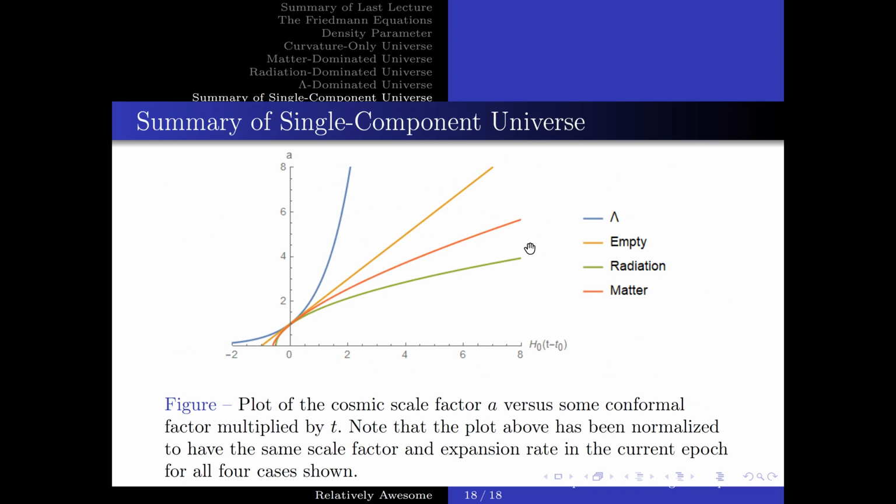As we can see, the cosmic scale factor increases more rapidly with time for the lambda only universe compared to the radiation and matter only dominated universe. Moreover, the slope of the matter only universe and the radiation only universe is less steep than that of the empty universe. This indicates that the radiation and matter hinder the universe's ability to expand.